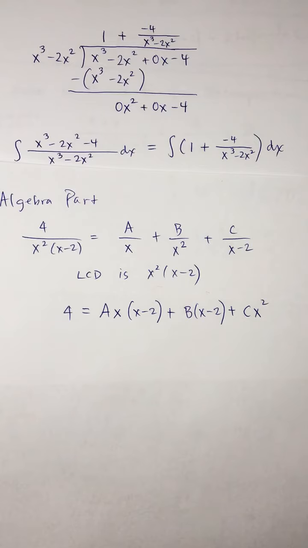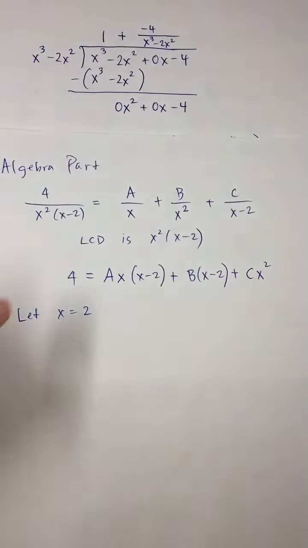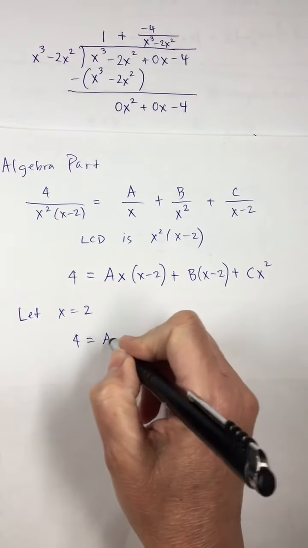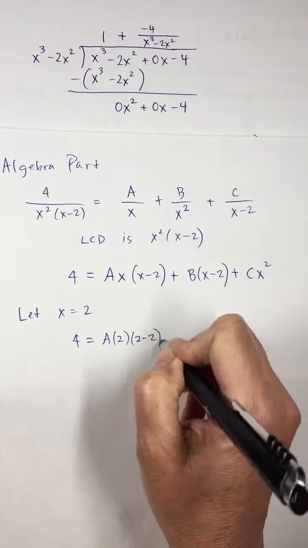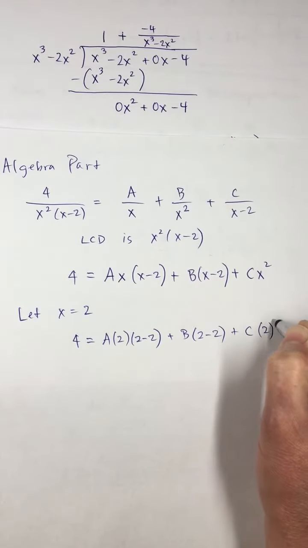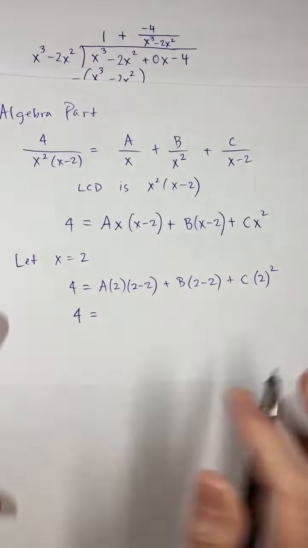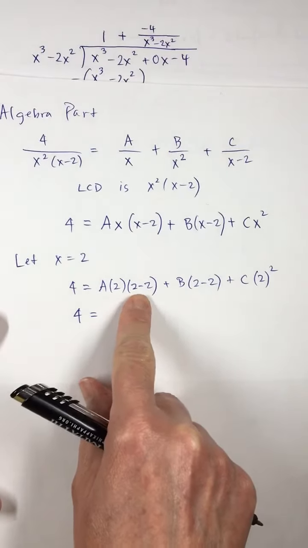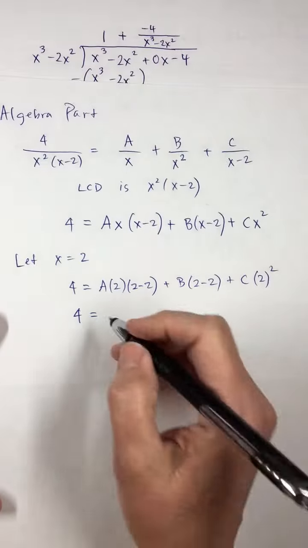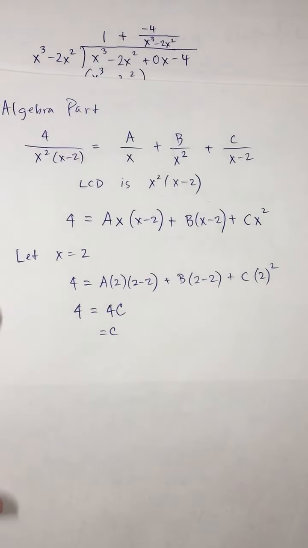Like, how about x equals 2? So I'm going to say let x equal 2. Well, the left side is just 4. So I'll get 4 equals a times 2 times 2 minus 2 plus b times 2 minus 2 plus c times 2 squared. 4 equals, well, the a wipes out because that's going to be a times 0. And the b is gone. What about c? 4c. C equals 1.